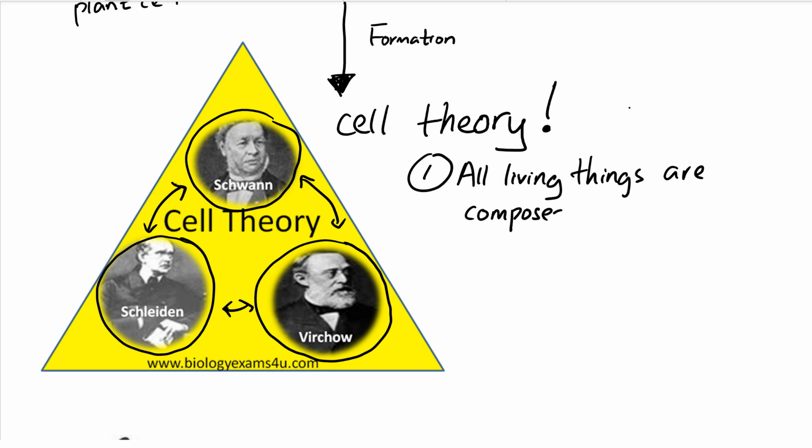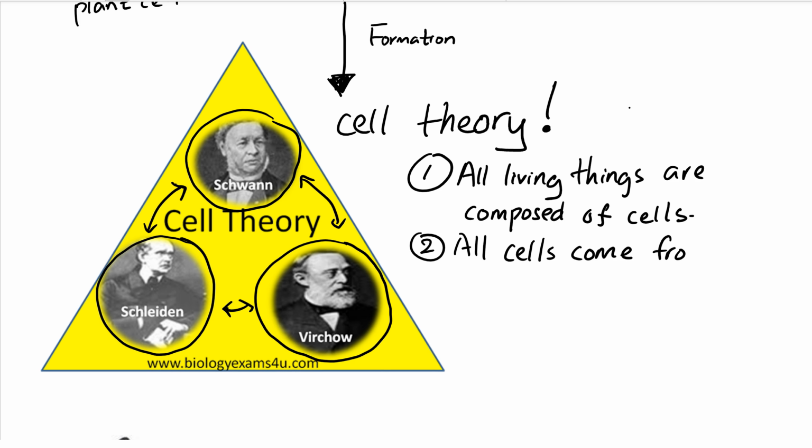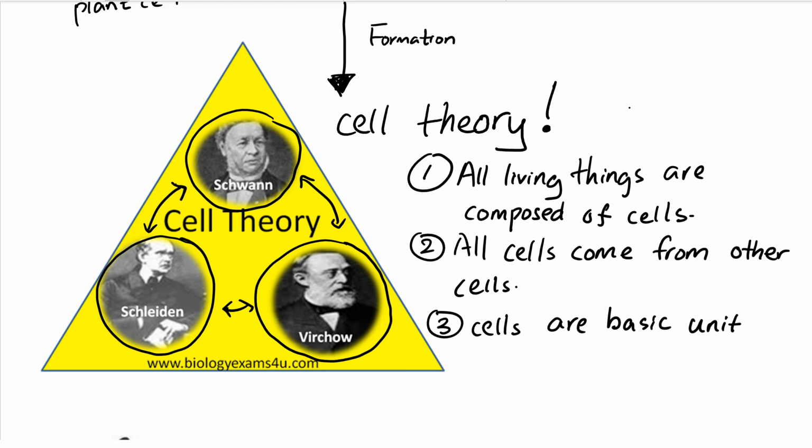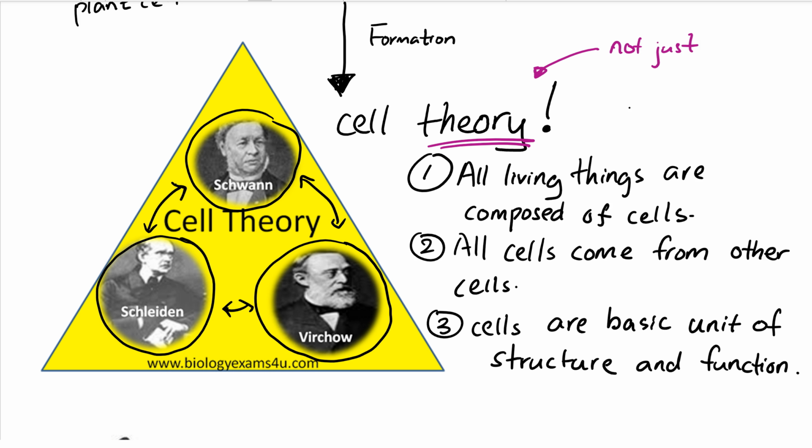First, all living things are composed of cells. Second, all cells come from other pre-existing cells. And third, cells are the basic unit of function and structure for every living organism. Hence, the cell is the basic unit of life. We call it a theory, but it's really not just a theory. It is a general consensus among scientists based on very well observed evidence.